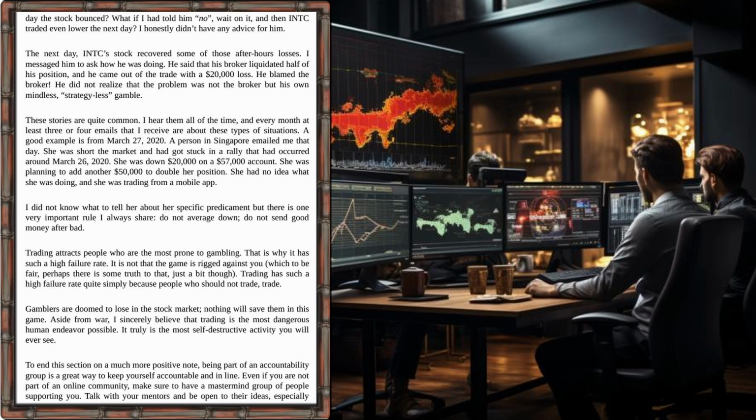Trading attracts people who are the most prone to gambling. That is why it has such a high failure rate. It is not that the game is rigged against you, which, to be fair, perhaps there is some truth to that. Just a bit though. Trading has such a high failure rate, quite simply because people who should not trade do. Gamblers are doomed to lose in the stock market. Nothing will save them in this game. Aside from war, I sincerely believe that trading is the most dangerous human endeavor possible. It truly is the most self-destructive activity you will ever see.